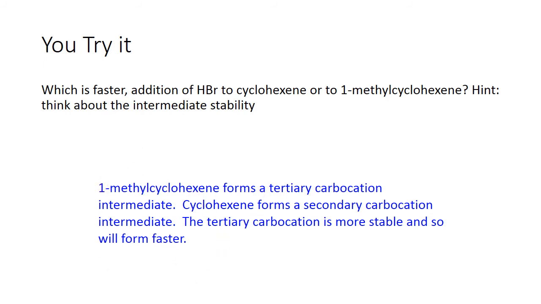1-methylcyclohexene. Let's draw that compound for you so you can see it, just in case you're having trouble visualizing it. 1-methylcyclohexene, okay, will form a tertiary carbocation. Here's the tertiary carbocation.